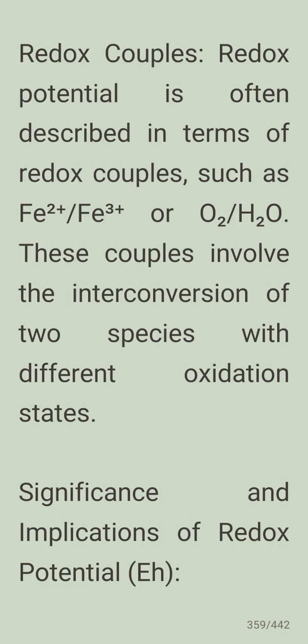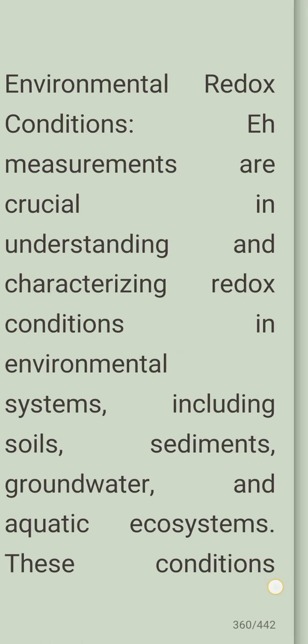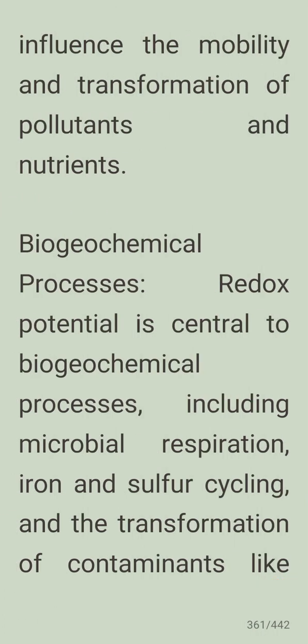Then redox couples. Redox potential is often described in terms of redox couples such as Fe2+/Fe3+, or O2/H2. These couples involve the interconversion of two species within different oxidation states. Then significance and implications of redox potential. Environmental redox conditions. EH measurements are crucial in understanding and characterizing redox conditions in environmental systems, including soil, sediments, groundwater, and aquatic ecosystems. These conditions influence the mobility and transformation of pollutants and nutrients.